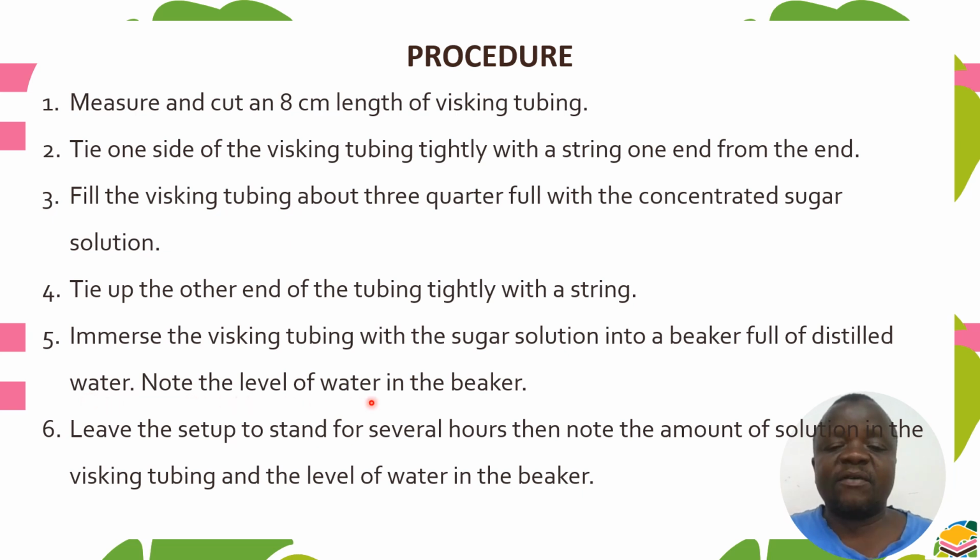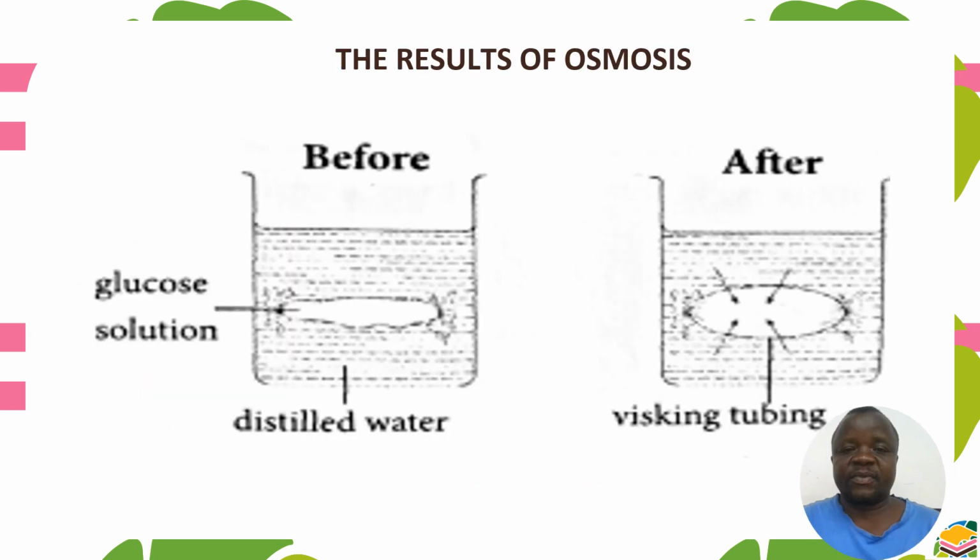Number 5, you have to immerse the Visking tubing with the sugar solution into a beaker full of distilled water. Then you note the level of water in the beaker. Then you have to leave the setup to stand for several hours. Then you note the amount of solution in the Visking tubing and the level of water in the beaker. Now let us see what could be the results. Now here on these slides, we are looking at the results of osmosis from that experimental procedure that we have elaborated, but now we are going to see what would be the effect.